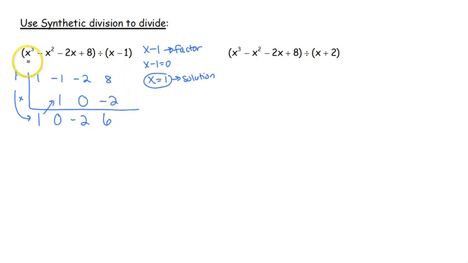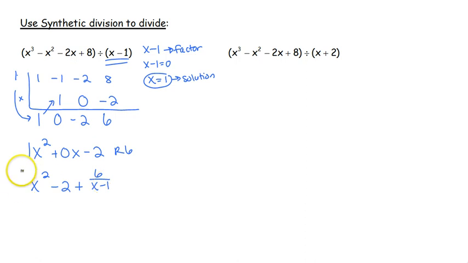Now we started with an x cubed. I factored out an x, which means if I started with x cubed, this is now representing 1x squared. This is representing 0x, a negative 2, with a remainder of 6. So since we factored out 1x, we went from a cubed to a squared. So my answer would be x squared minus 2. Our remainder of 6, we're going to do it the same way we did long division. It's going to be 6 over whatever we were dividing by. And this is when we have to go back to the original equation. We were dividing by x minus 1.